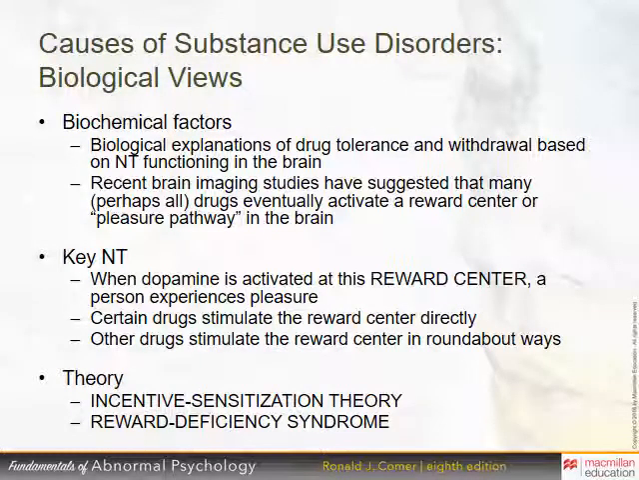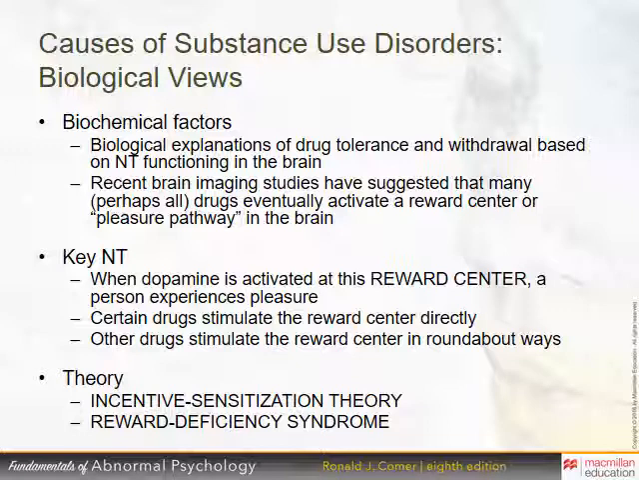Some biochemical factors come from the biological explanation of drug tolerance and withdrawal based on NT functioning in the brain. Recent brain imaging studies have suggested that many, sometimes all, possibly drugs eventually activate a reward center or pleasure pathway in the brain. Again, this isn't suggesting that this is what would create the use, but certainly what could help to intensify abuse and continued use, okay?